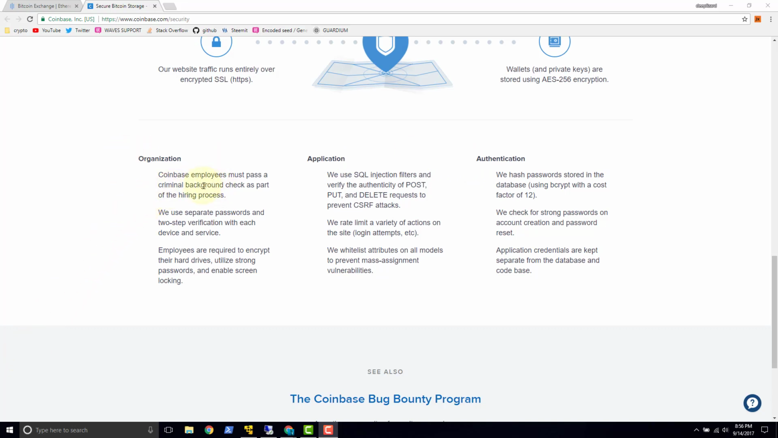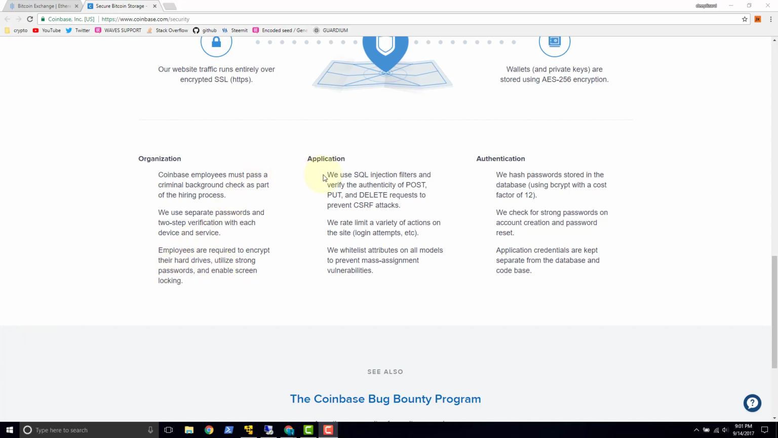They say employees have to pass a background check in order to get hired, and they also say employees are required to encrypt their hard drives, utilize strong passwords, and enable screen locking. Maybe an employee takes their machine home and then their machine gets stolen and might have some information on there. So they're saying that all employees have to have their hard drives encrypted and they have to use a strong password.